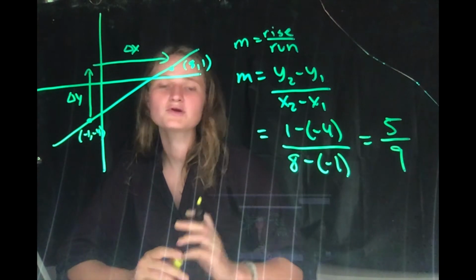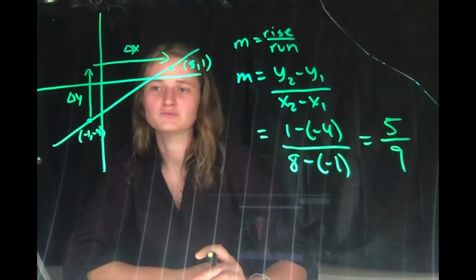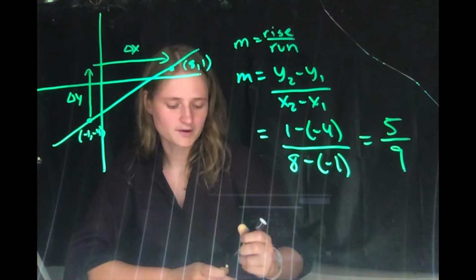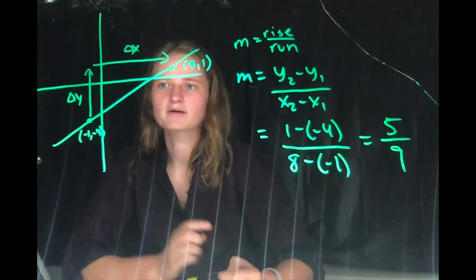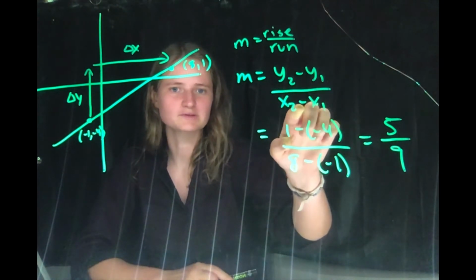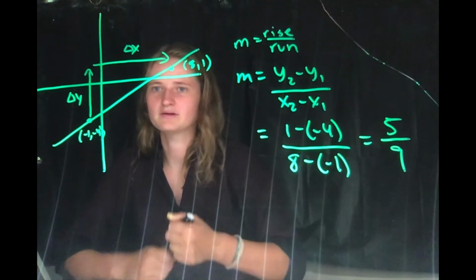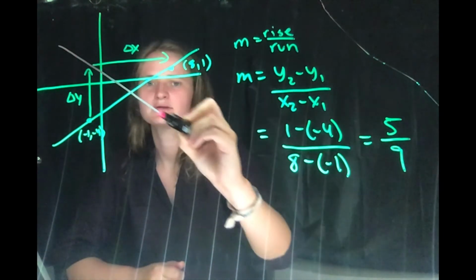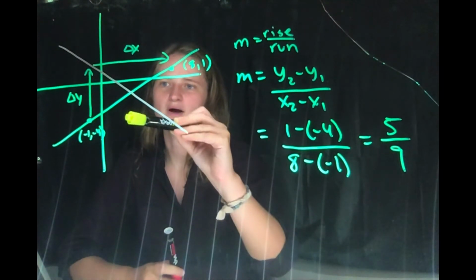And no matter which 2 points we chose on this line, we're going to get the same slope because the slope is constant throughout the line. So this is a positive slope, meaning that as x increases, y also increases. So both the numerator and denominator are positive. However, if we had a line that looked like this, that would have a negative slope, because as x increases, y decreases.